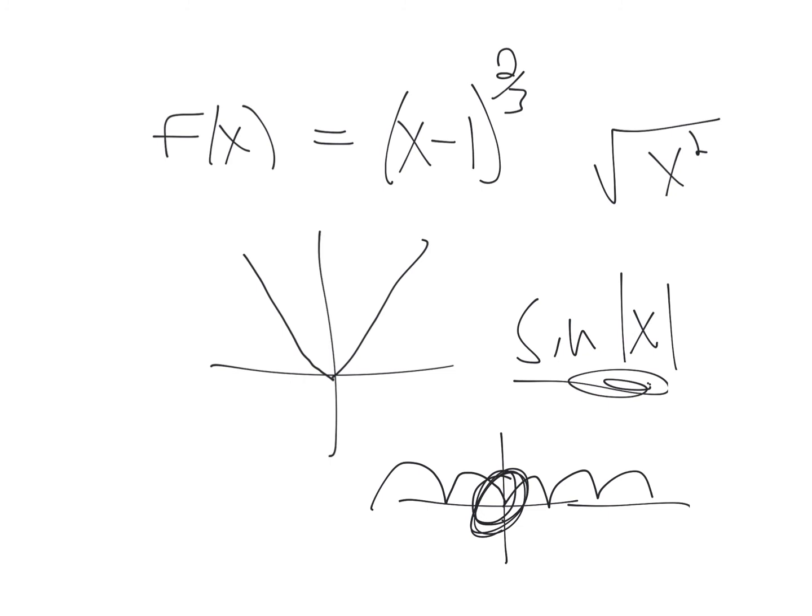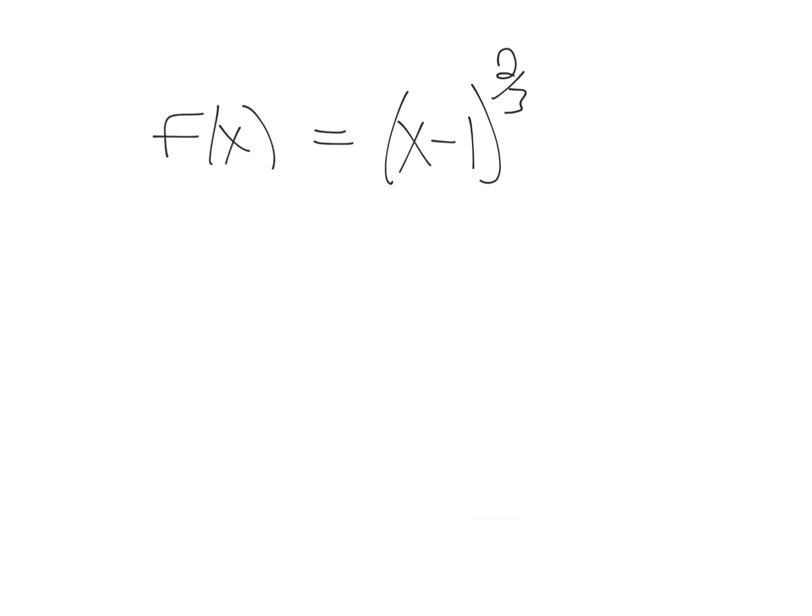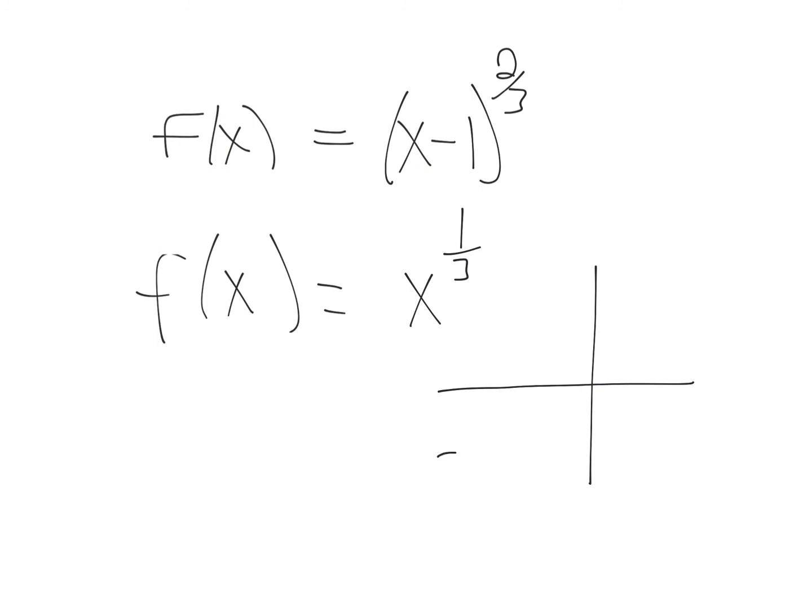So the next thing that can happen is if I have, suppose f of x equals x to the 1/3. Well, what happens with that is those look something like this. And I hope you notice that this looks like a vertical line.